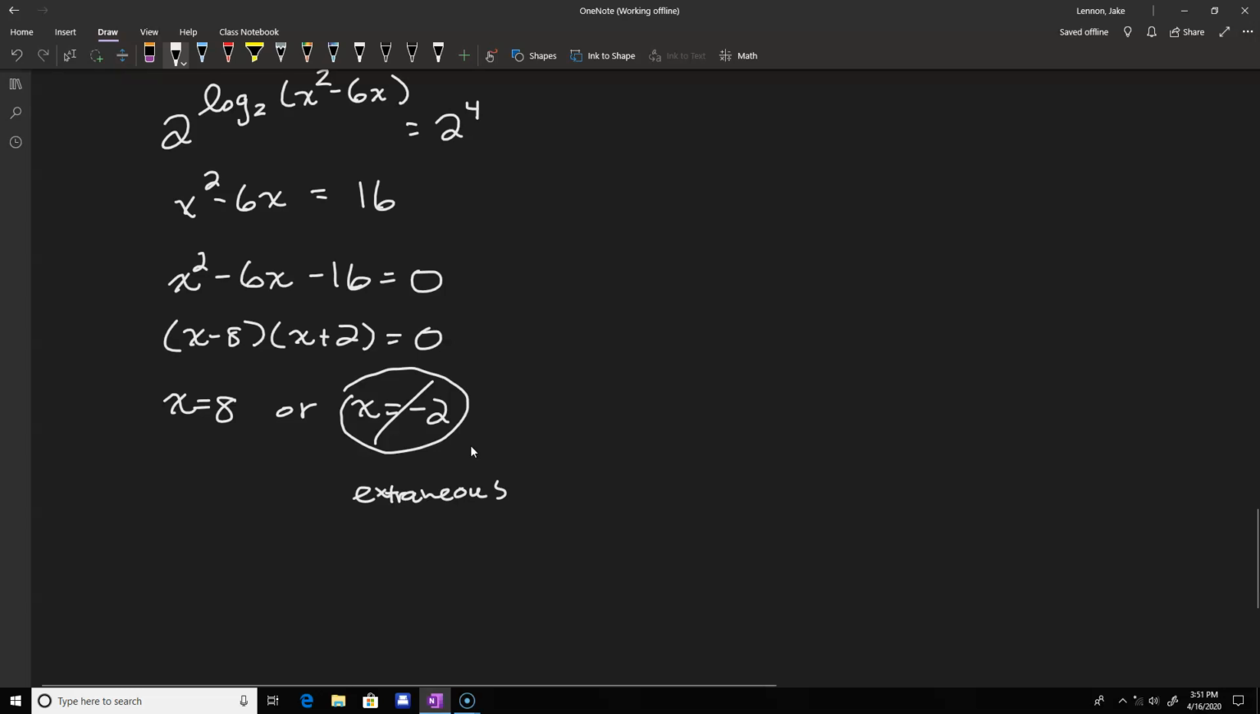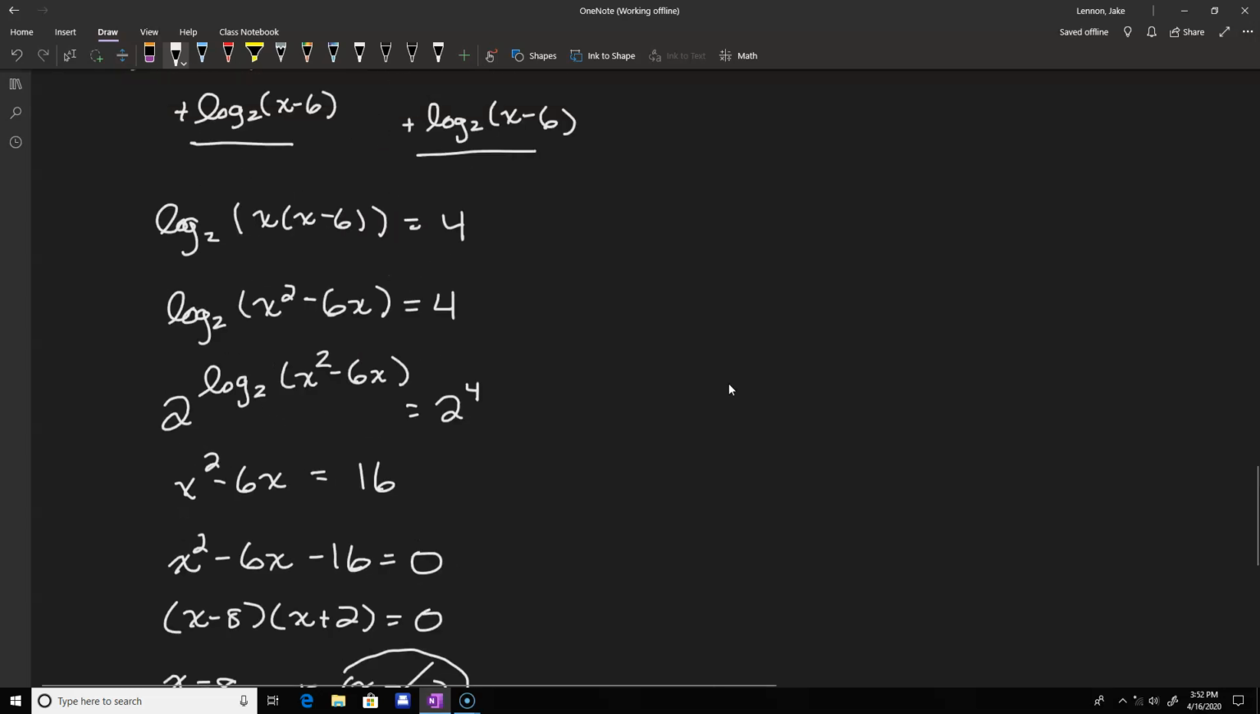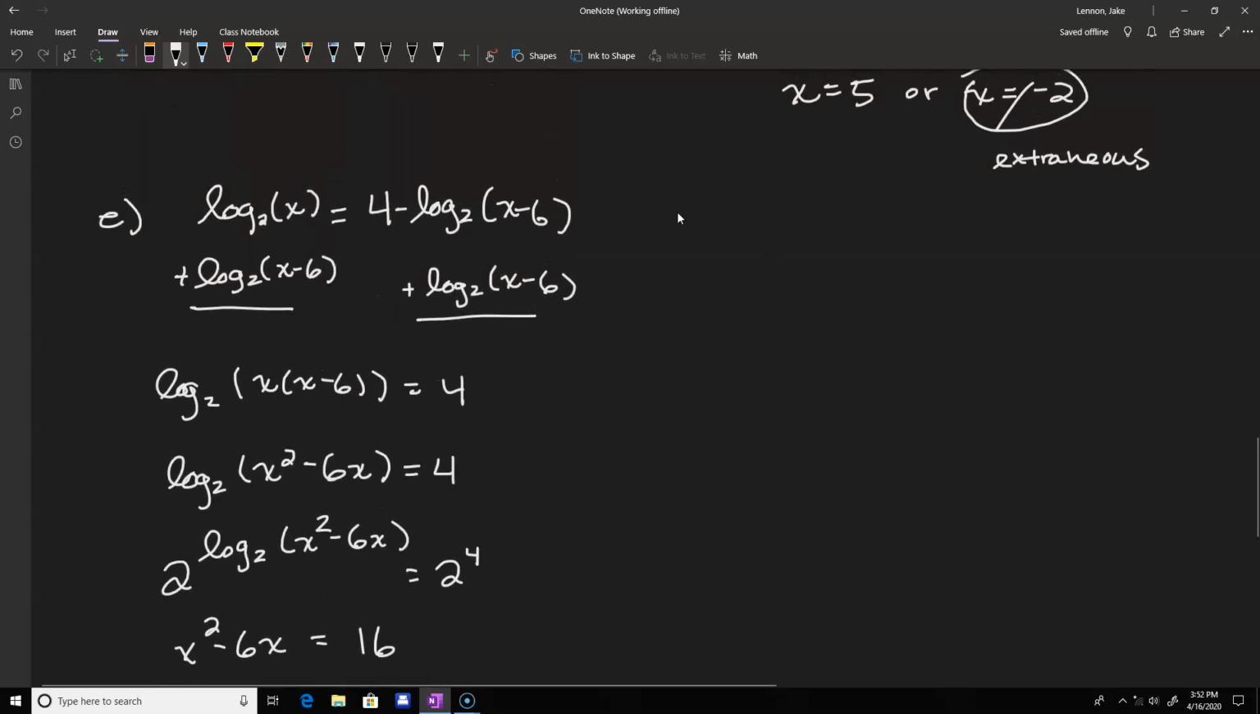Okay, so let's look at maybe one more of that type. Let's look at one where maybe we even have to FOIL. So one last example.